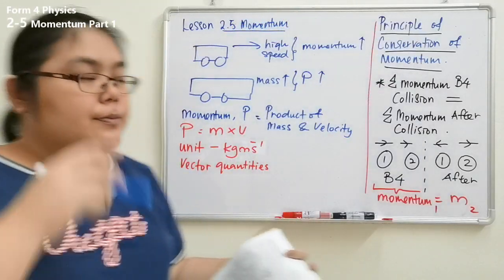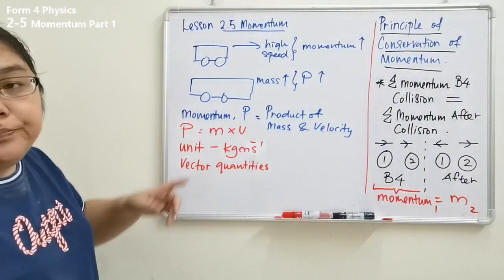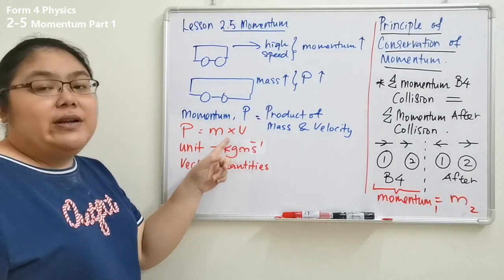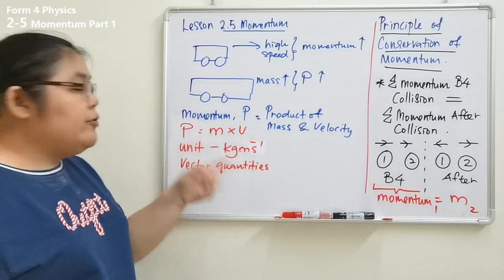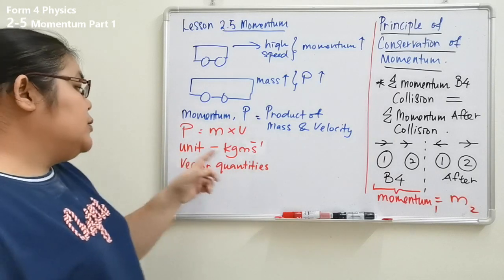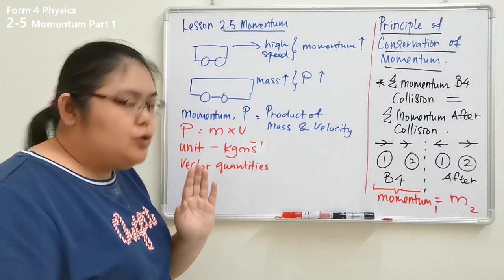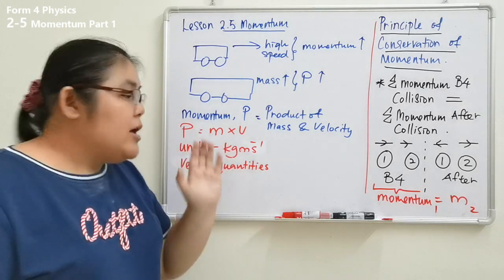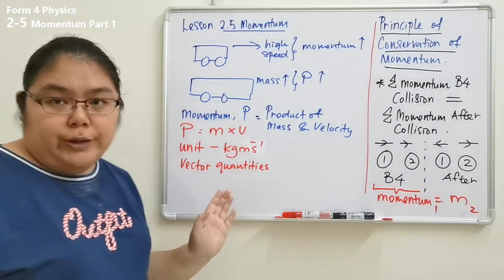That one is momentum. Now we're going to see the unit. Mass, the SI unit is kg. Velocity, the unit is m s^-1. So when we multiply both together, you get kg m s^-1. Okay, sorry, kg m s^-1. So this one is the momentum unit.